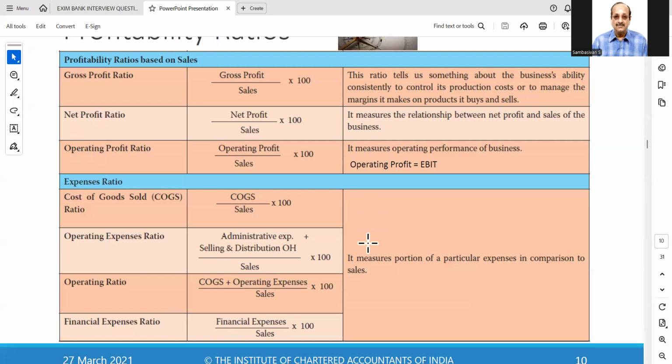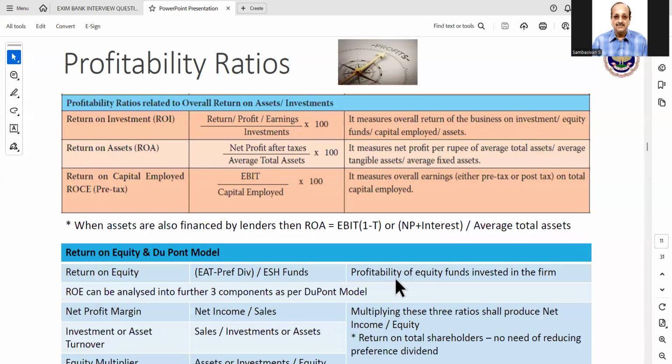Then financial expenses ratio: financial expenses by sales into 100. It measures the portion of a particular expense in comparison to sales. Then profitability ratios, return on investment.